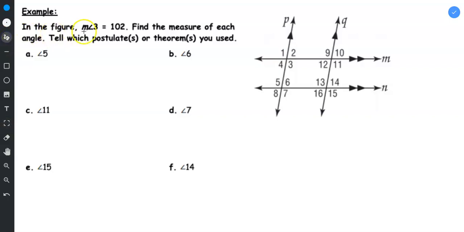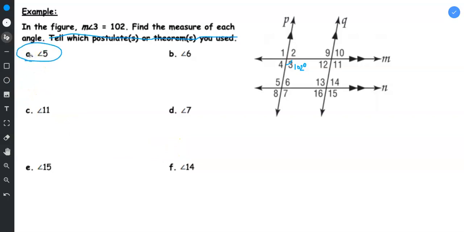Example. In the figure, the measure of angle 3 equals 102. I'll fill that in first. The measure of angle 3 is 102 degrees. Find the measure of each angle. Tell which postulate or theorem you used. We're not going to do that part. All right, using that information, we'll be able to figure out the rest of these.